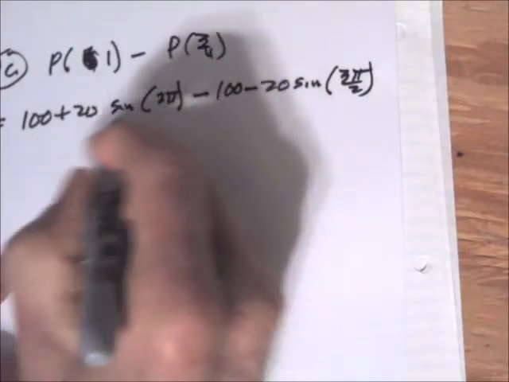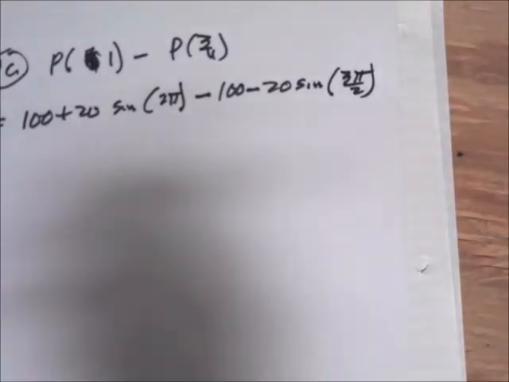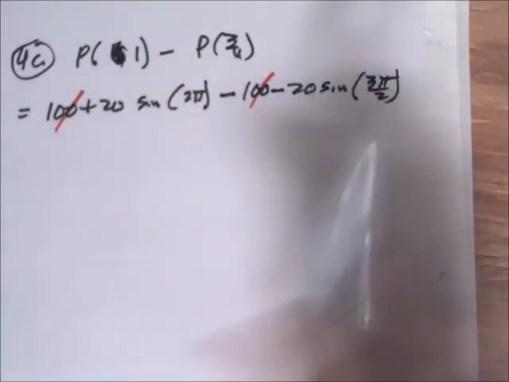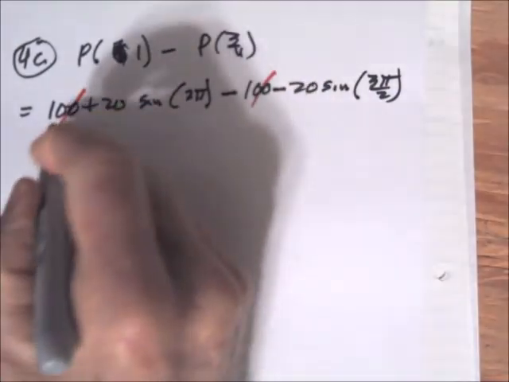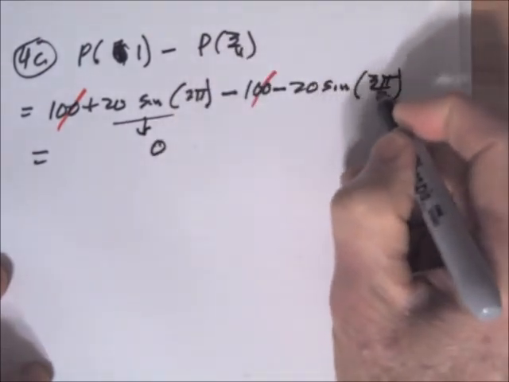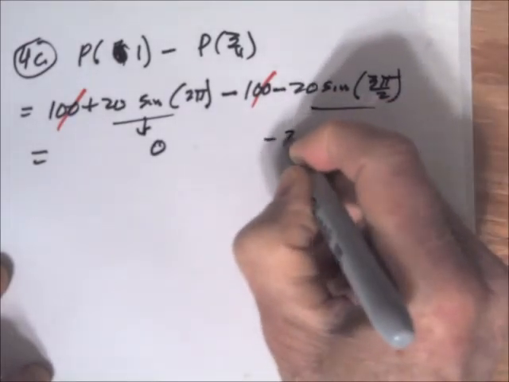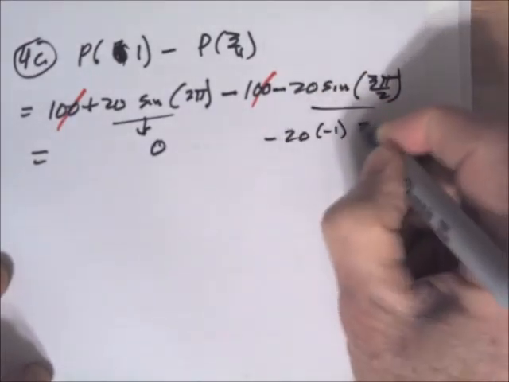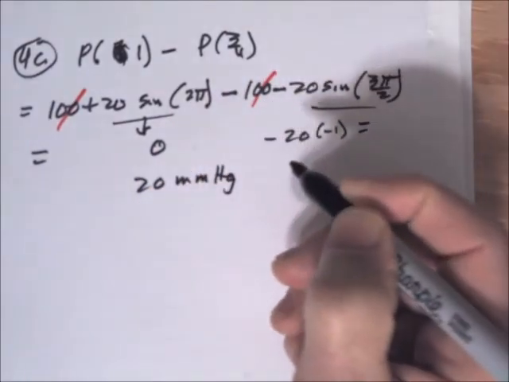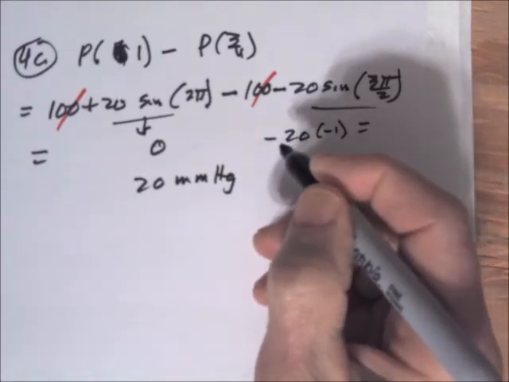So sine of 2 pi is 0, so 100 minus 100 will cancel. Those cancel, sine of 2 pi is 0, so this is 0. This one, sine of 3 pi over 2 is negative 1, so this is minus 20 times negative 1. That'll be 20 mmHg. So the net change is an increase in pressure of 20 mmHg.